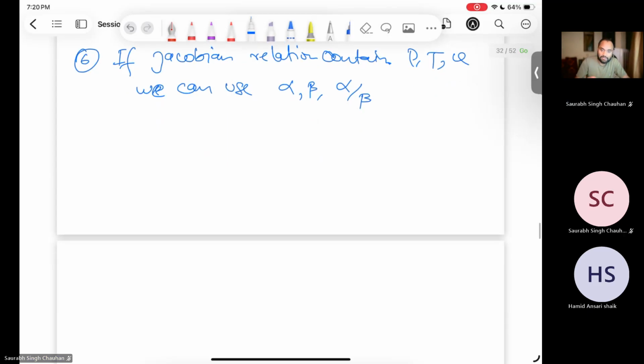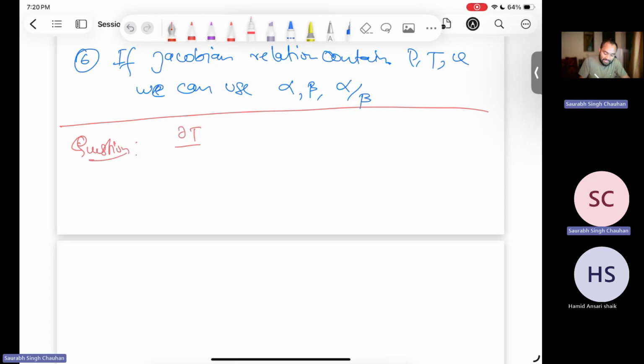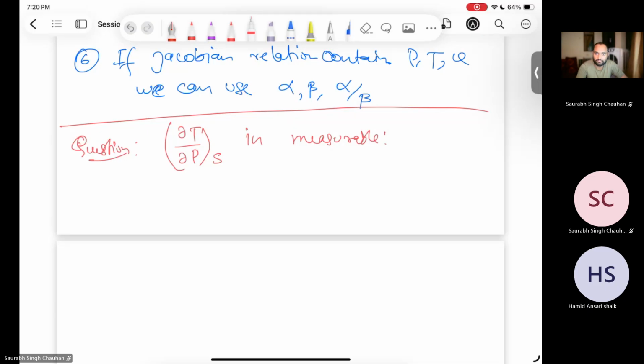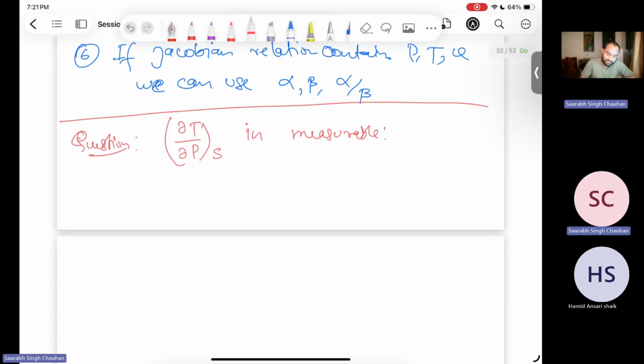Yes, sir. Anyways, now let us say you have a question: write T del P by del T at constant entropy in terms of measurable quantities. How will we proceed? First, let us do it without Jacobian. Then we can see using both methods.